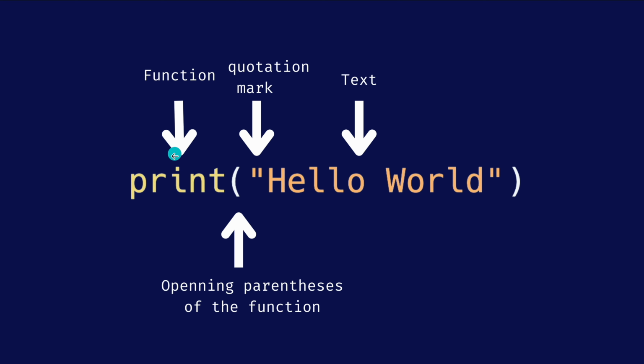So we need to have the function print, stated over here like so. And then we have the opening and closing parentheses. And inside these parentheses, we can put anything we want to print out into the console. So in this case, we print out hello world, but we need to put quotation marks around text to tell Python that this is a piece of text and not a variable or something else. So this piece of text, we'll be referring to it as a string.